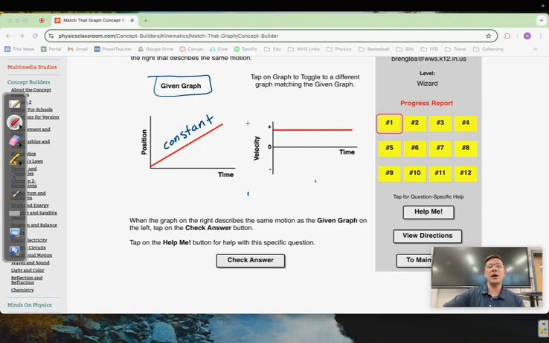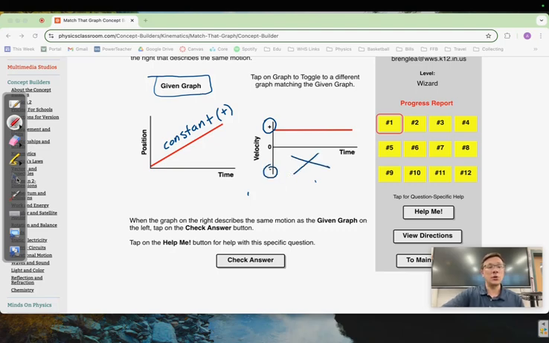Now, it is a constant slope. It is also a positive slope, which tells me that I am going to have a positive velocity. So since I have identified that, I know that the line on the velocity graph is going to be on the top half of the graph, the positive side of the graph. And on the bottom side, you have negative. So we will not have a line on the bottom.